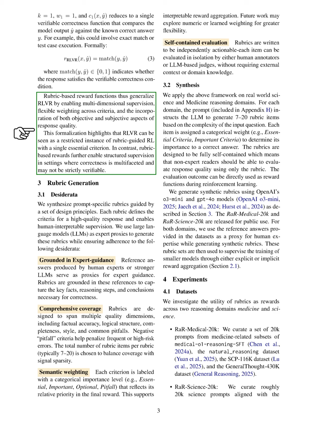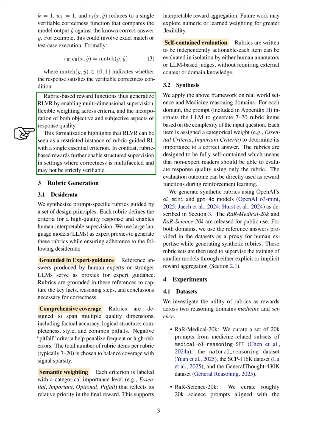We develop prompt-specific rubrics based on several design principles. These rubrics cover various quality dimensions, such as accuracy and logical structure, and include criteria to penalize common mistakes. We aim for a balance between comprehensive coverage and clarity, typically including 7 to 20 rubric items. Each criterion is assigned an importance level to guide the final reward, supporting interpretable aggregation. We ensure that each rubric item can be evaluated independently, making them actionable without needing additional context.